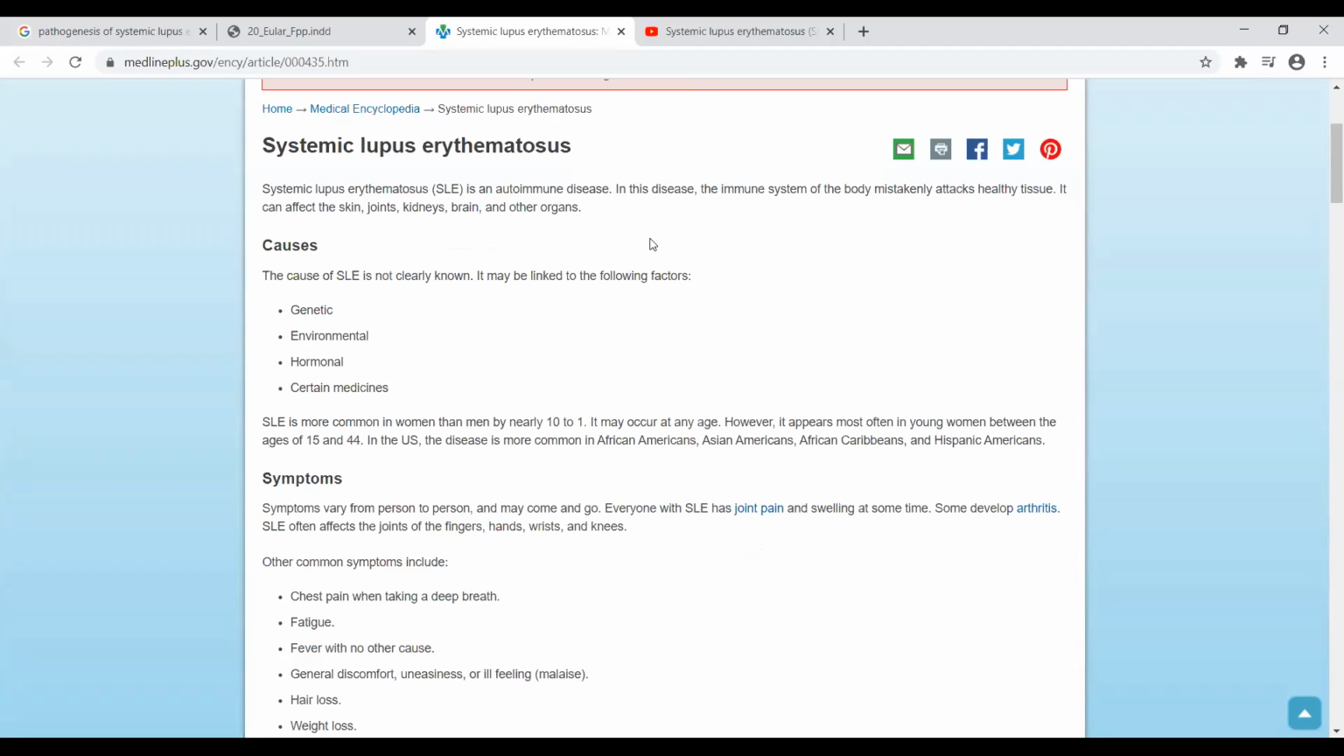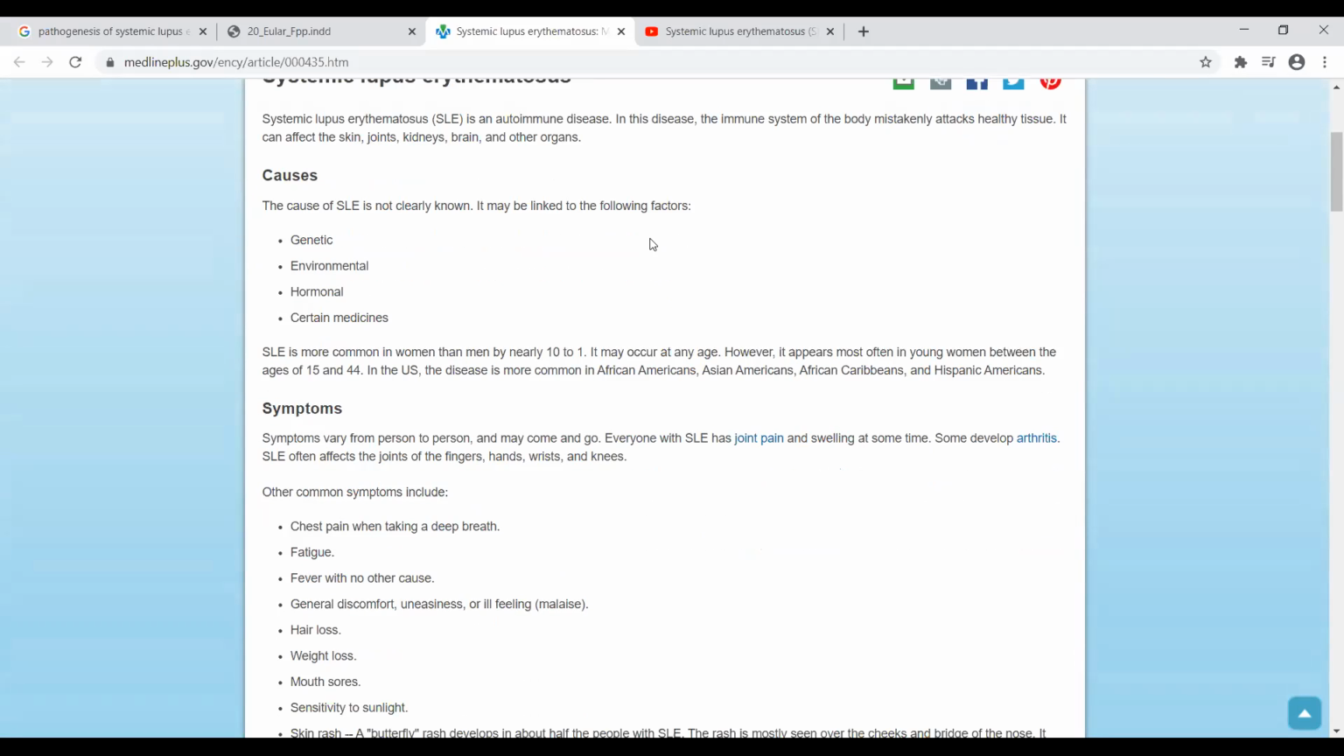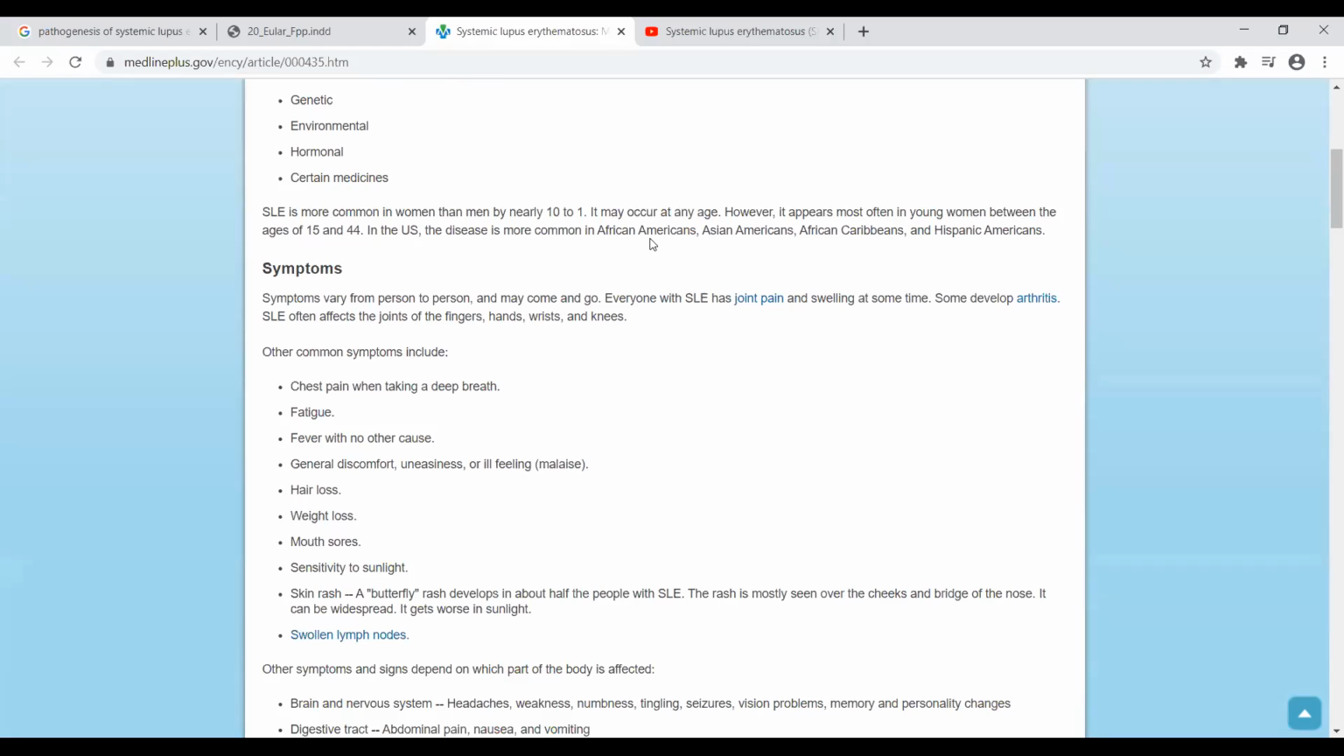The symptoms vary from person to person, and everyone with systemic lupus erythematosus will suffer from joint pain as well as swelling. Some develop arthritis. This disease often affects the joints of the fingers, hands, wrist, and knees. Other common symptoms are chest pain, fatigue, fever, general discomfort or uneasiness, hair loss, weight loss, and mouth sores.